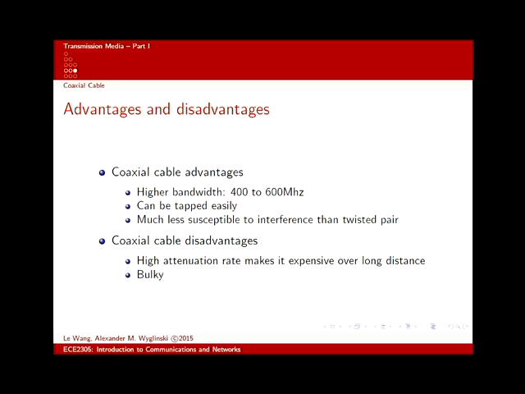And then, of course, the advantages are you have way higher bandwidth. So coax, that's why you have it for cable TV networks and the like, as opposed to twisted pair. But at the same time, it's bulky. That's one of the big reasons. It also has a high attenuation.